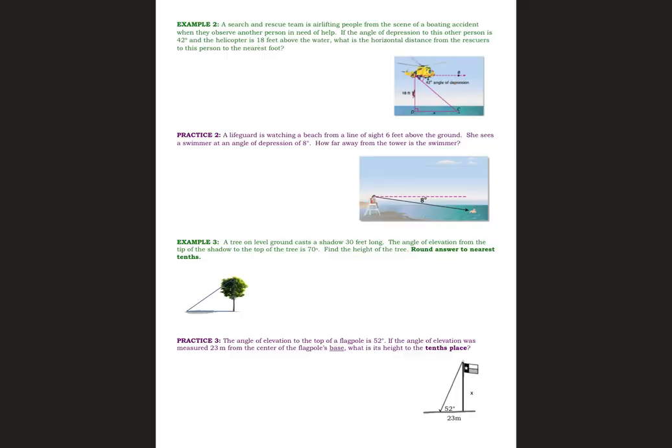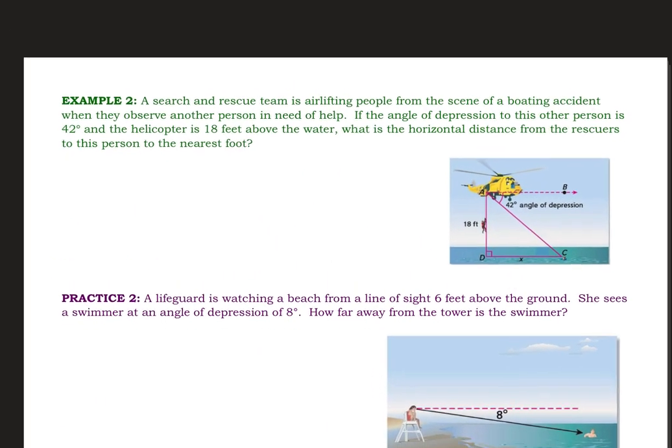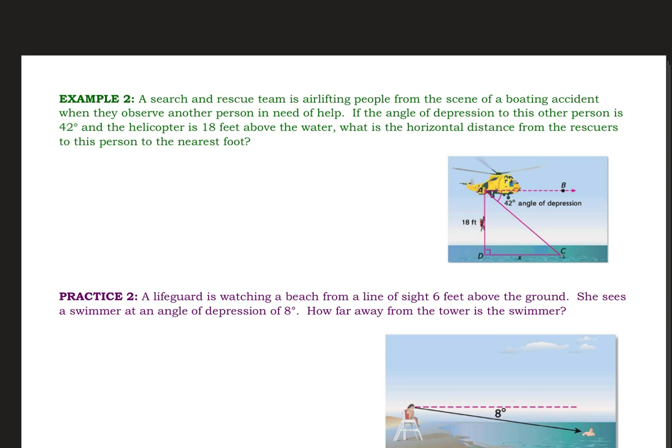All right, here we have a search and rescue team that's airlifting people from the scene of a boating accident when they observe another person in need of help. If the angle of depression of this other person is 42 degrees and the helicopter is 18 feet above water, what is the horizontal distance from the rescuers to the person to the nearest foot?